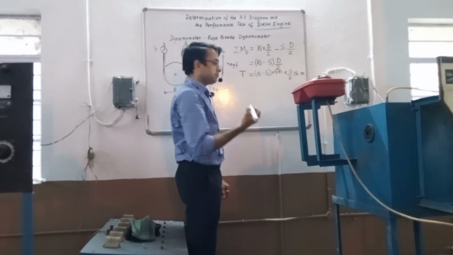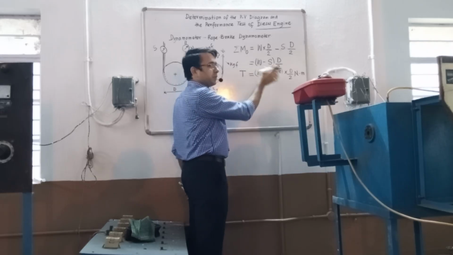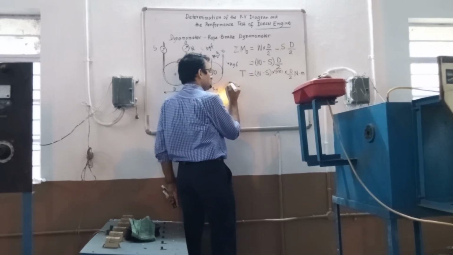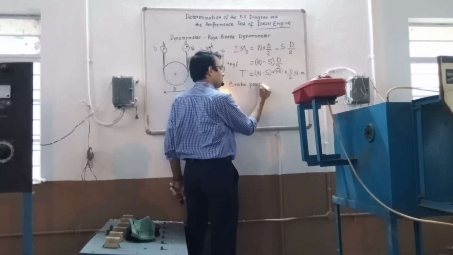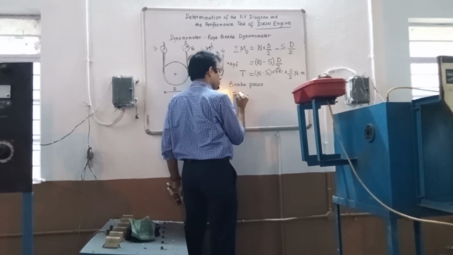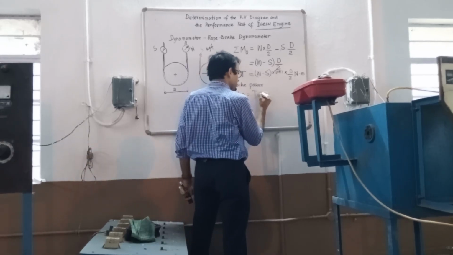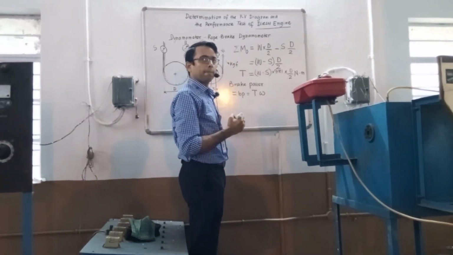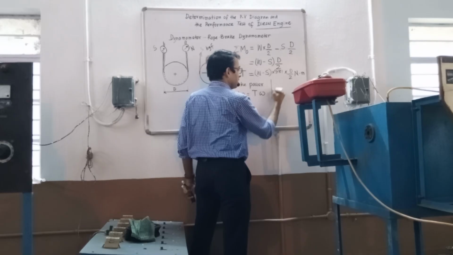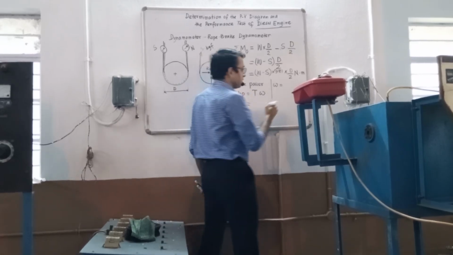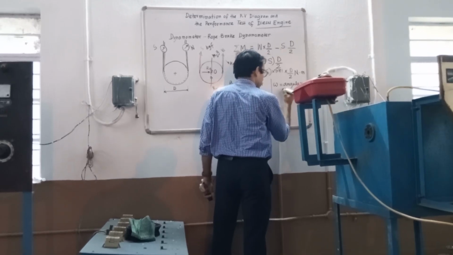Okay, now what is power? Brake power. Any power is torque multiplied by speed, so brake power is BP equal to torque multiplied by omega. What is torque? This one. What is omega? Omega is angular velocity, or here we can write angular speed also.